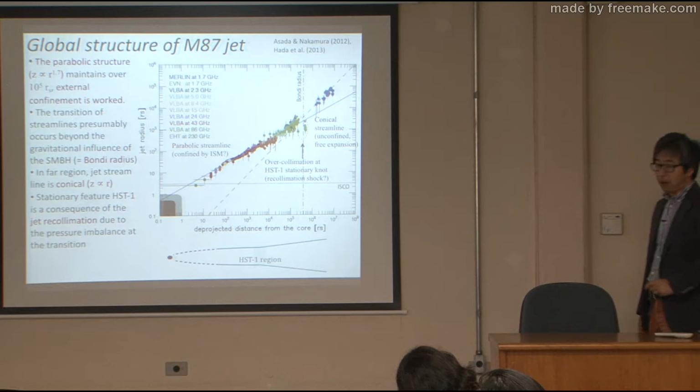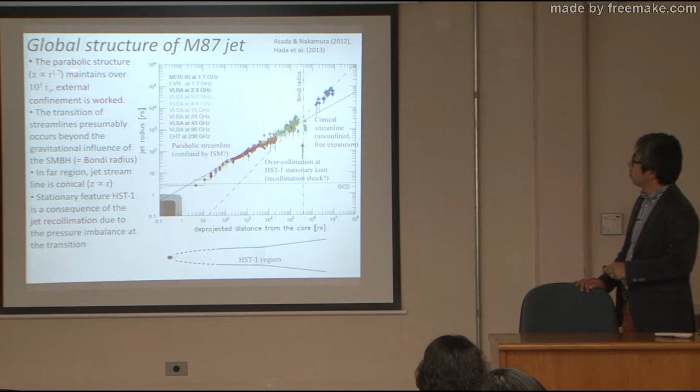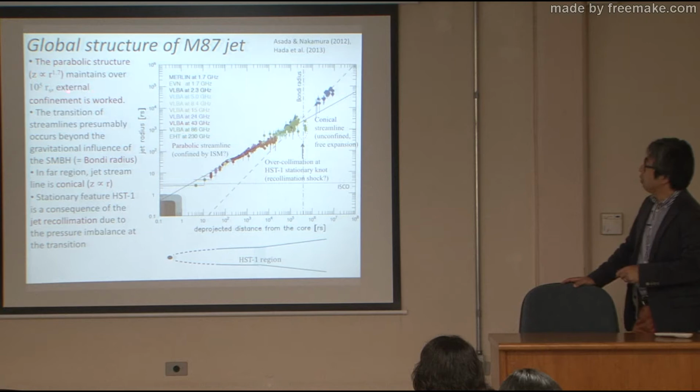The important thing is that the first inner region has a parabolic structure. This is R equal to z to the 1.7, maintained over 10 to 5 Schwarzschild radii up to here. Then it looks like an external confinement happens there. After that, I also tried to understand what the external confinement is, which is important for jet physics now. The transition of the streamline presumably occurs beyond the gravitational influence of the supermassive black hole, meaning the Bondi radius here. And then the far region is a jet stream with a conical shape, almost proportional to R.